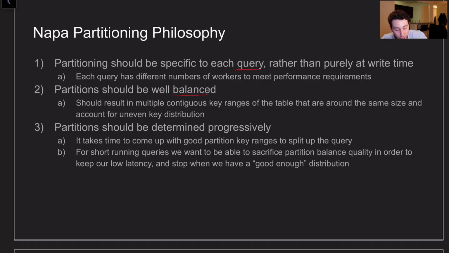Number 3 is that partitions should be determined progressively. So this is actually kind of the unique thing of this paper, which is that rather than reading all the data, figuring out the exact key counts in every row, getting perfectly balanced partitions, and then returning those for the workers to compute, that can actually take a really long time because you're effectively reading the entirety of the table first. Instead, what we want to be able to do is have these tunable error bounds, right? So for queries that need to return very, very quickly, we can tune the error bounds such that our partitions don't have to be perfectly balanced, and as a result, this partitioning calculation is very fast.